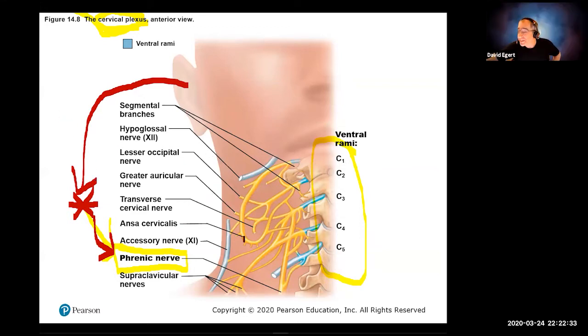If you cut your spinal cord above where the phrenic nerve originates, you're going to die. It's the diaphragm. So this innervates the diaphragm.